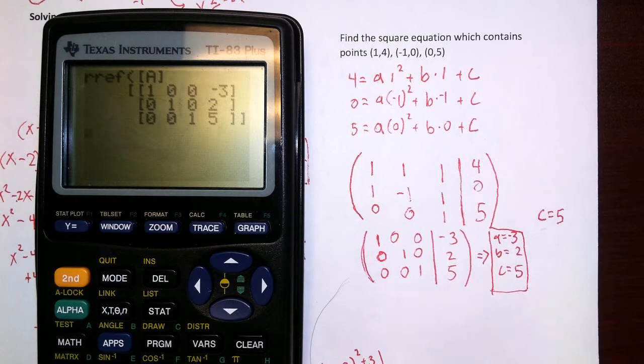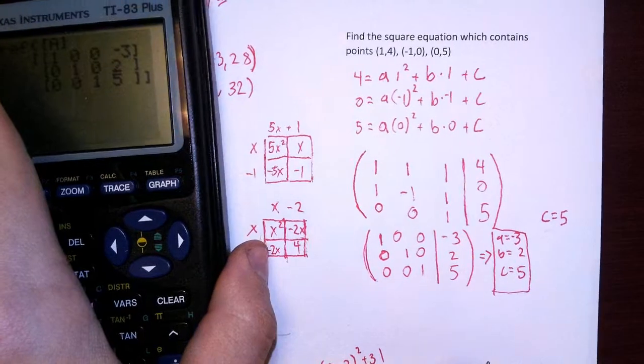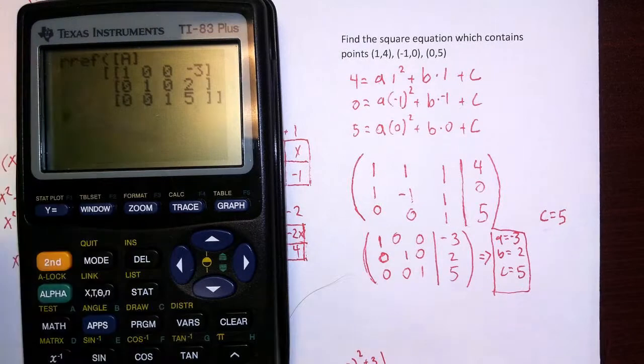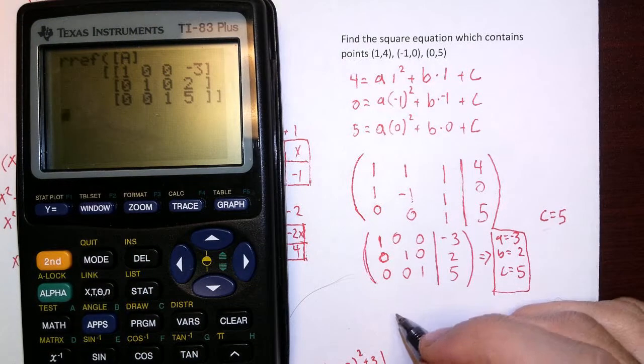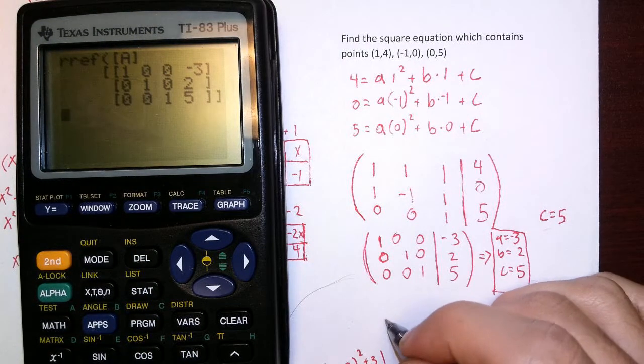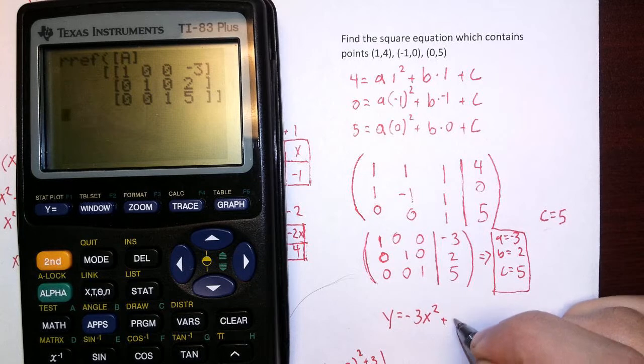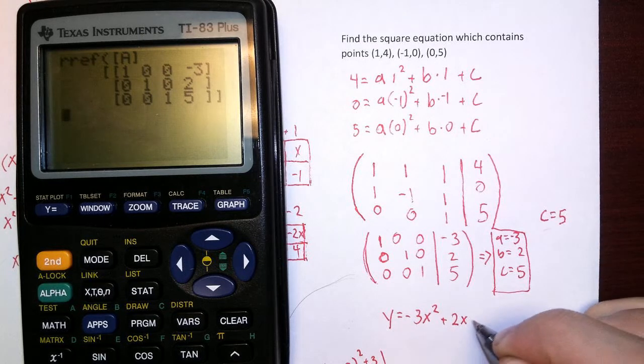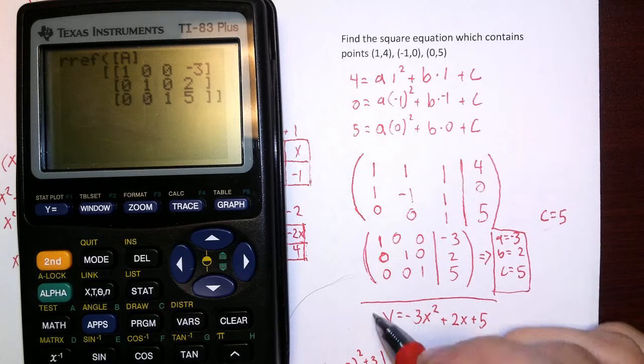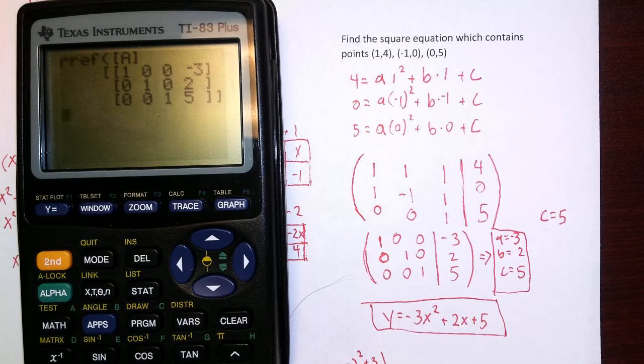Okay, so now let's go ahead and write the equation for our square equation. So we have y equals negative 3x squared plus 2x plus 5. And that is our equation.